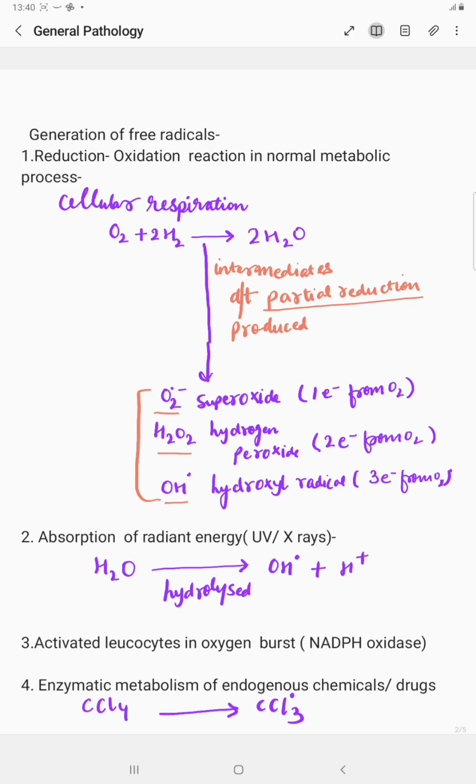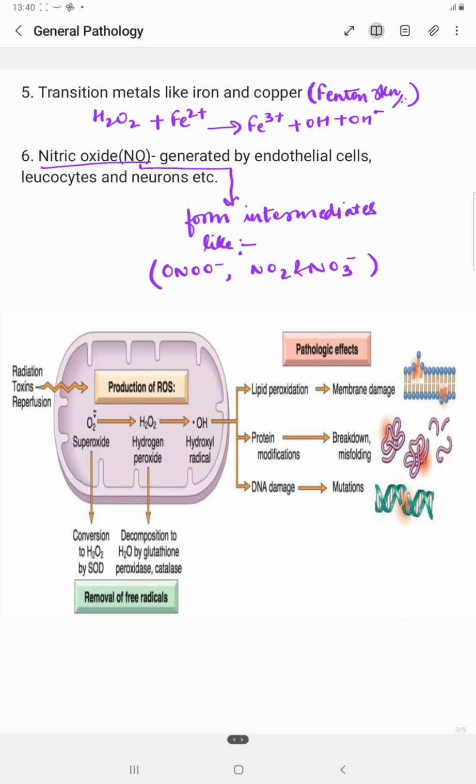Some enzymatic metabolism of endogenous chemicals and drugs like CCl4 can lead to formation of CCl3. Transition metals like iron and copper, as a part of the Fenton reaction, promote formation of free radicals like OH free radicals, wherein ferrous is converted to ferric ion. Nitric oxide generated by endothelial cells, leukocytes and neurons forms intermediates like peroxynitrite free radicals, which again can cause pathological damage in various forms.